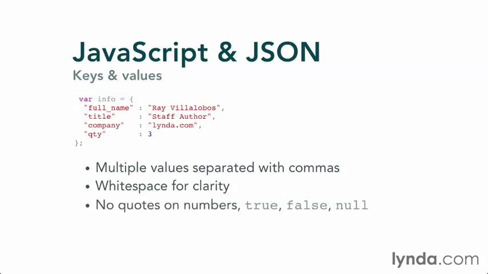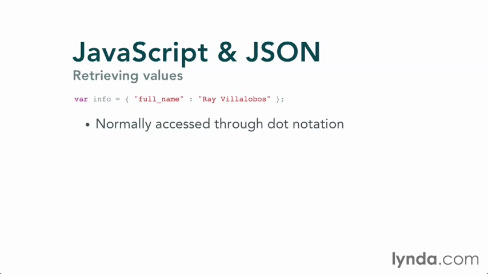And you don't need quotes on numbers, the values true and false, which are the booleans, or the special value null. Once the data has been parsed into a variable, it becomes a JavaScript object. And the easiest way to access elements in JavaScript is to use dot notation. So you could use info.fullname to access the name of this person.